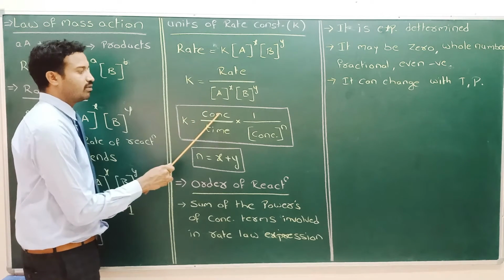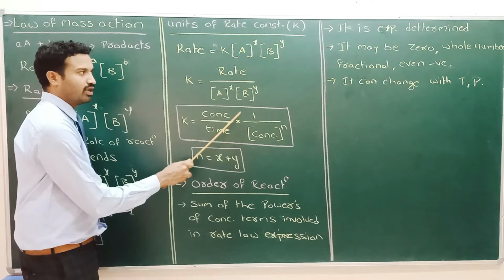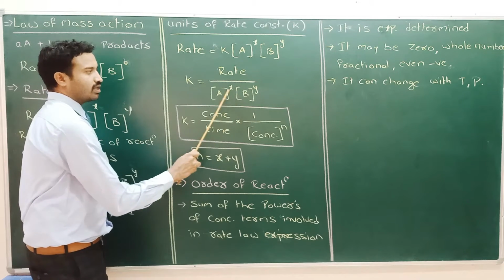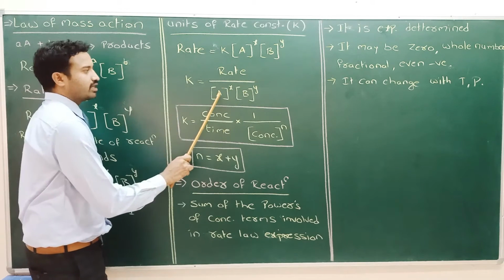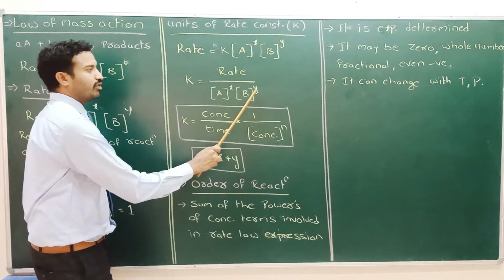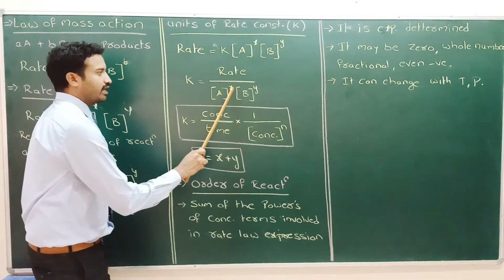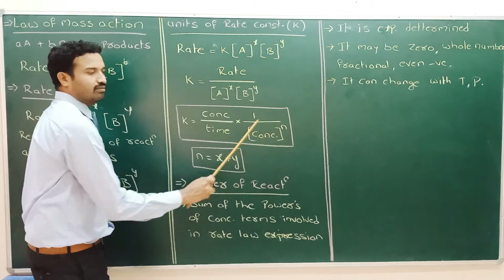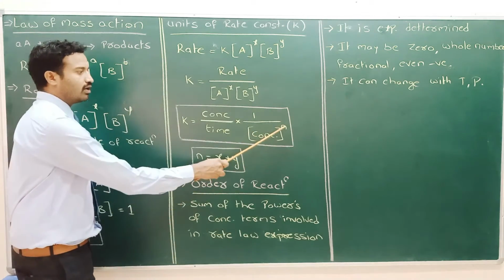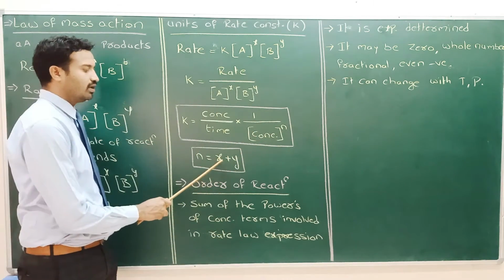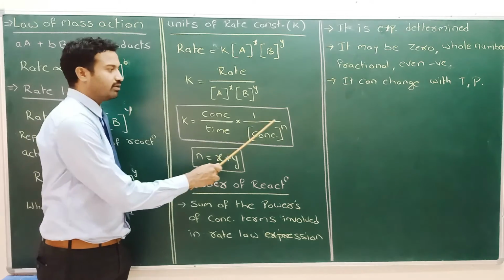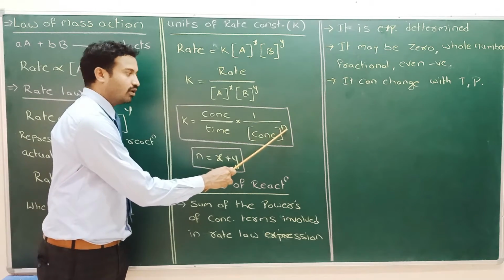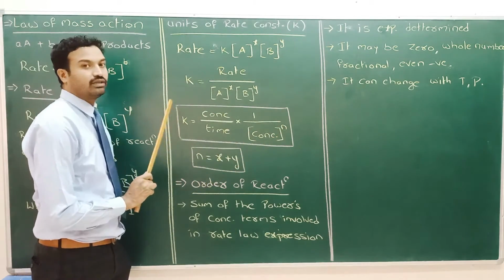Rate is equal to concentration by time, into 1 by concentration of A to the power of X, concentration of B to the power of Y. So X plus Y we can take as N. N is called the order of reaction. So we need to calculate N first, and then only we will get the rate constant units.